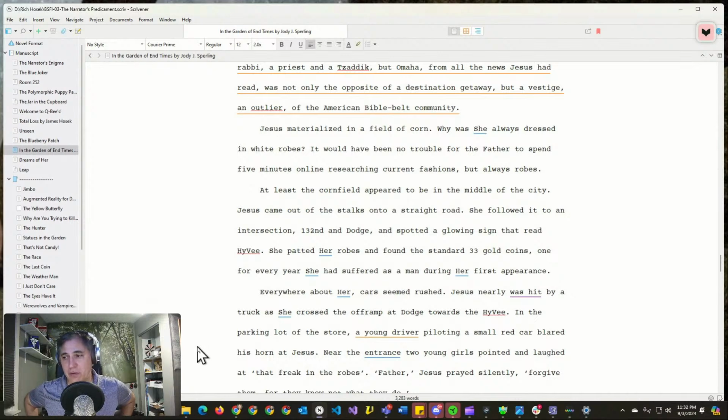At least the cornfield appeared to be in the middle of the city. Jesus came out of the stalks onto a straight road. She followed it to an intersection, 132nd and Dodge, and spotted a glowing sign that read, Hy-Vee.